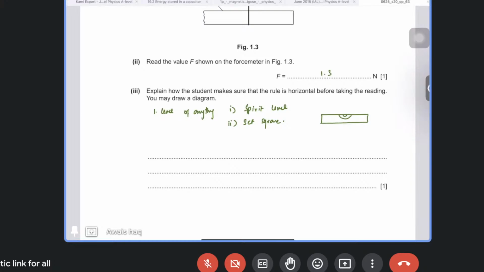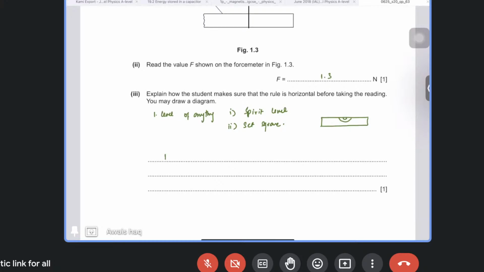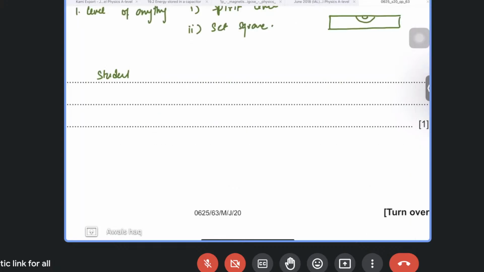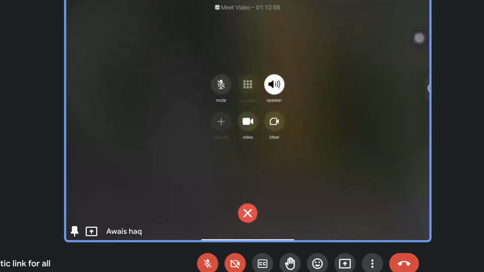So you can write this. You can say, I'm going to use... sorry, do not write "I'm going." Write: the student can use a spirit level. Alright. Also, if you want to put a set square, that is also right.